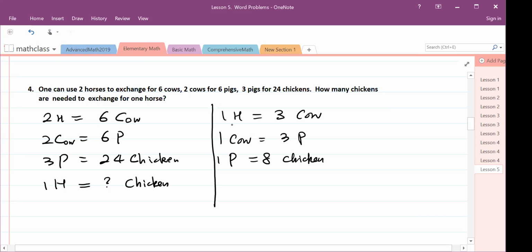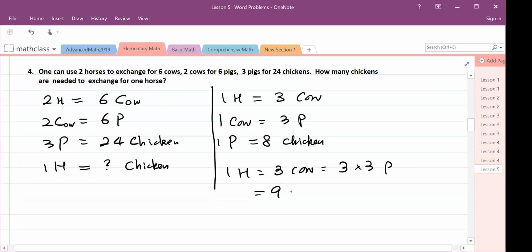And you can write down, okay, one horse equals 3 cows, one cow equals 3 pigs. So you can write 3 cows, and one cow equals 3 pigs, so 3 times 3 pigs, right? It's going to be 9 pigs. But one pig equals 8 chickens, so it's 9 times 8, that will be 72 chickens. So you need 72 chickens in order to exchange for one horse.